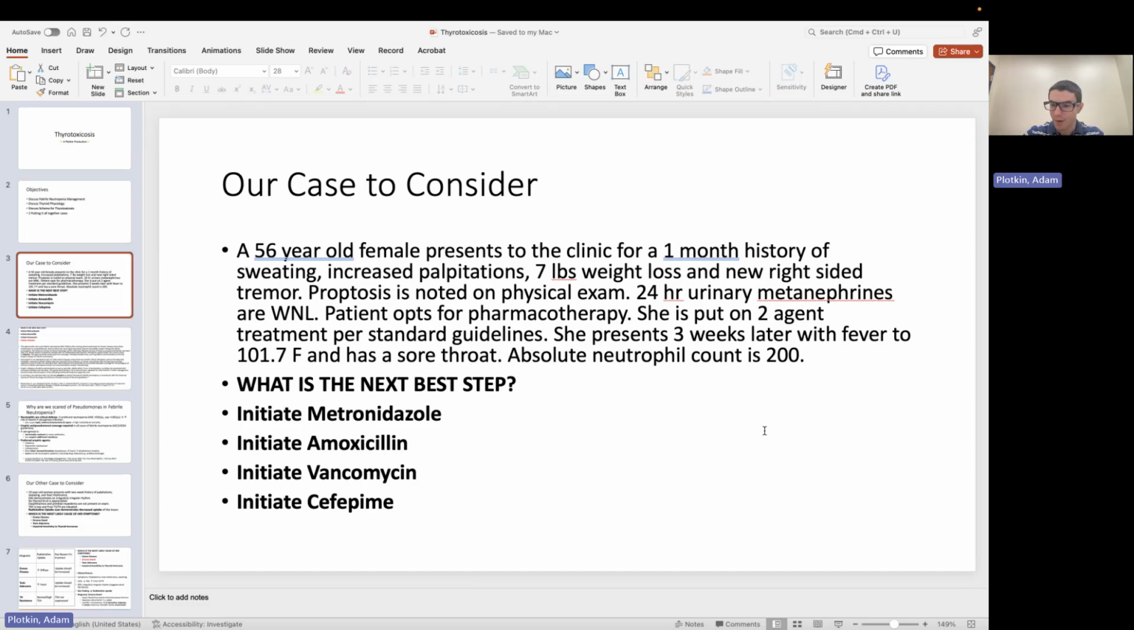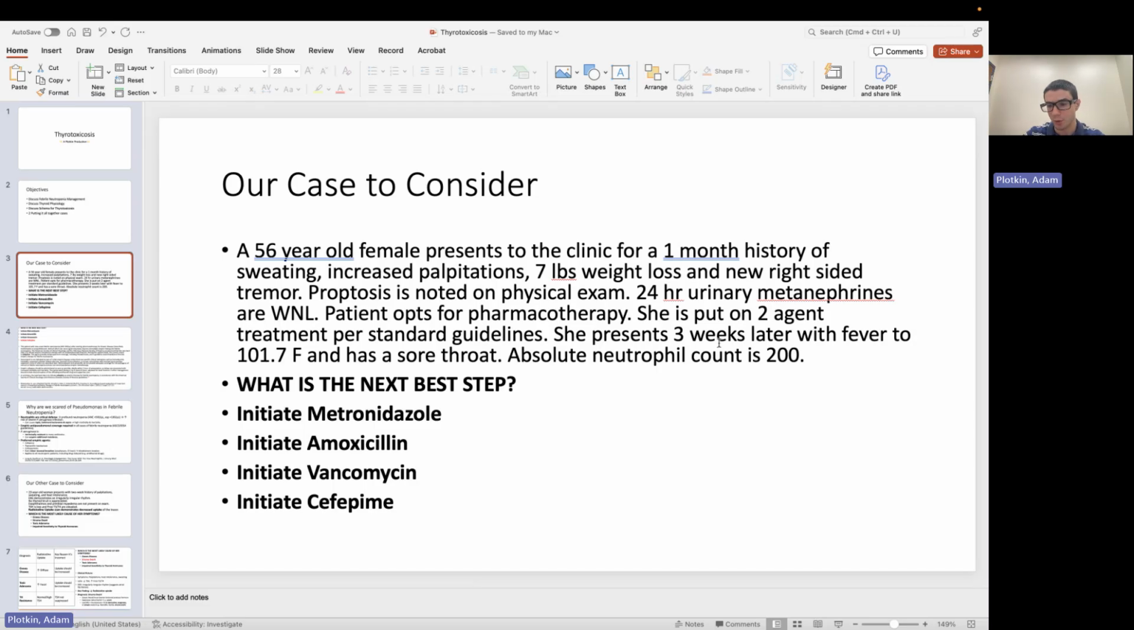And then we put her on a beta blocker as well. So the 2-agent standard treatment would be some sort of beta blocker and then a thyroid blocking drug. The beta blocker is to stop the adrenergic effects of these increased amounts of thyroid hormones, right? Okay. The problem is methimazole and PTU can both cause agranulocytosis. It's a very common side effect.